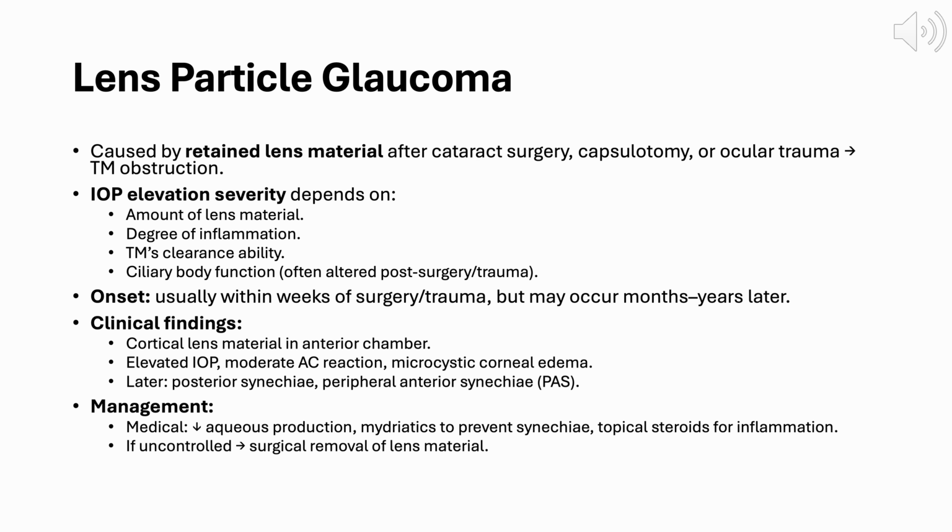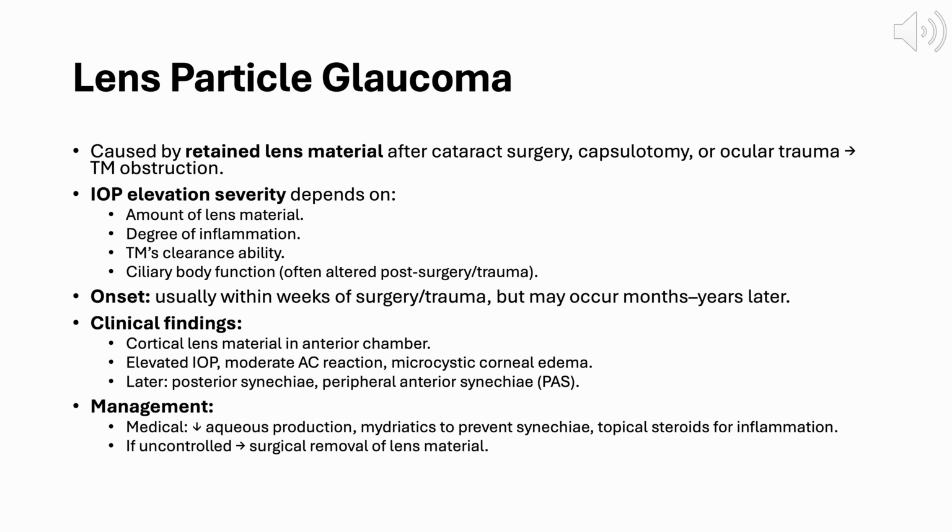Lens particle glaucoma occurs when retained lens material, often cortical, remains in the anterior chamber after cataract surgery, capsulotomy, or ocular trauma. The trabecular meshwork becomes obstructed by these particles. The severity of intraocular pressure elevation depends on how much lens material is present, the degree of inflammation, how well the trabecular meshwork can clear debris, and ciliary body function, which can be altered after surgery or trauma.